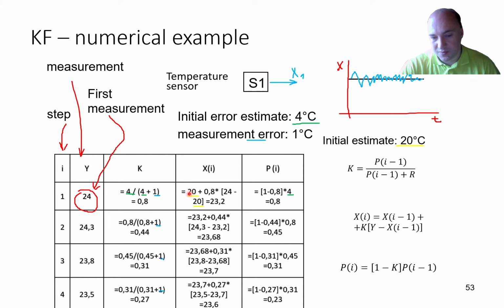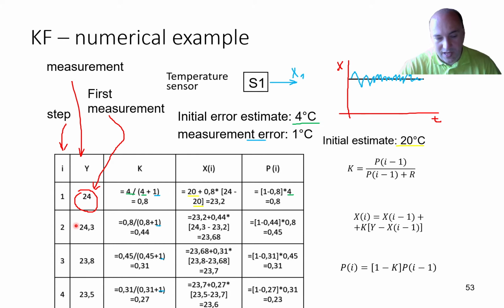So 20, that's my initial estimate, because we are in first step, so this comes from the previous one, which was step 0. And 0.8 is the Kalman gain, 24 is my measured value, minus 20, that's my estimate, and this gives me 23.2. And then we will be calculating the prediction error. So here I have 1 minus the Kalman gain, so 1 minus 0.8 times the previous estimate, which was 4 centigrades, and this will give me 0.8.